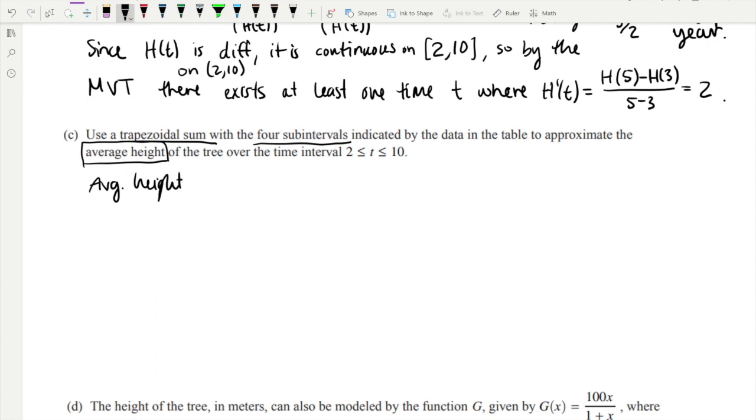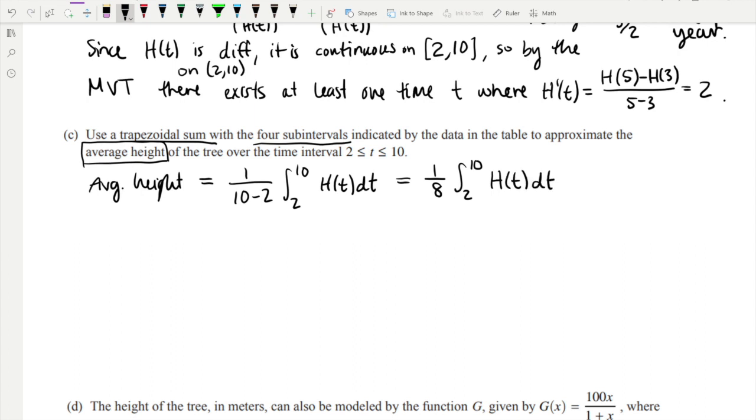So remember that this average height on this closed interval, 2 to 10, is going to be given by 1 over b minus a times the integral from a to b of the function. So in our case, that's 1 over 10 minus 2, the integral from 2 to 10 of h of t dt, which is 1 over 8, this integral. And now what they want us to do is they want us to approximate this average height by approximating this integral using a trapezoidal sum. Okay, so now we want to approximate this integral from 2 to 10 of our function, approximating it by a trapezoidal sum using the data.